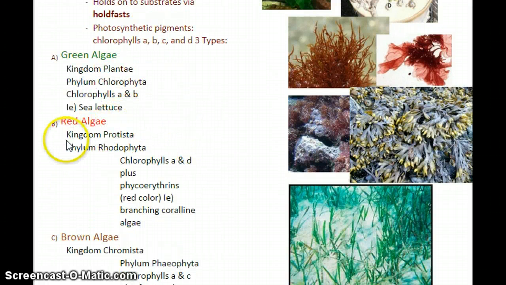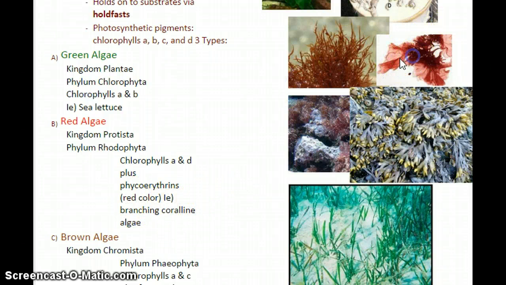Red algae is also in its separate kingdom. It's in kingdom Protista, protists. These contain different chlorophylls than green algae. They both contain chlorophyll A, but red algae contains chlorophyll D, so that's what gives it its color. And then also the phycoerythrins. These are also little pigments that give it red color.